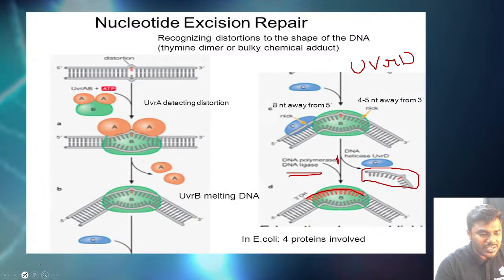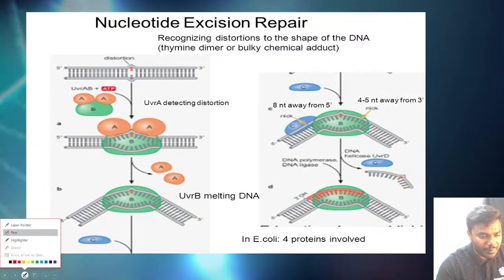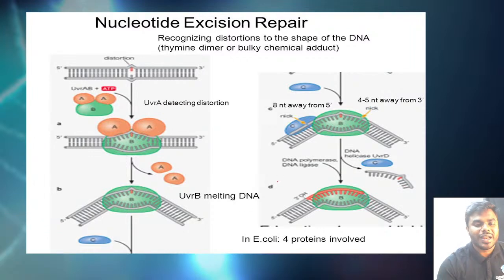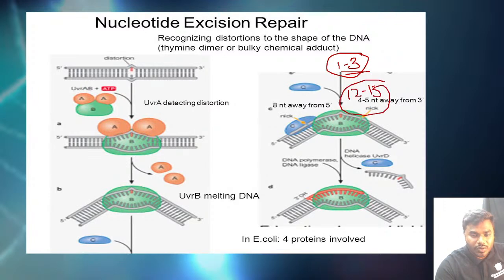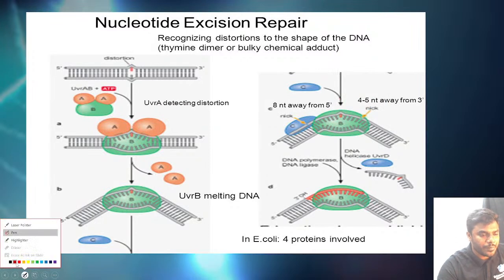What is the unique statement that every student has to remember here? The unique statement you people have to remember is that friends, hardly 1 to 3 nucleotides got damaged. That's all. Hardly how many nucleotides got damaged friends? Hardly 1 to 3 nucleotides got damaged. But how many nucleotides did we remove? We removed nearly 12 to 13 nucleotides at a time. That's why nucleotide excision repair is called a bulky damage repair. Please kindly do not forget this particular statement at all.